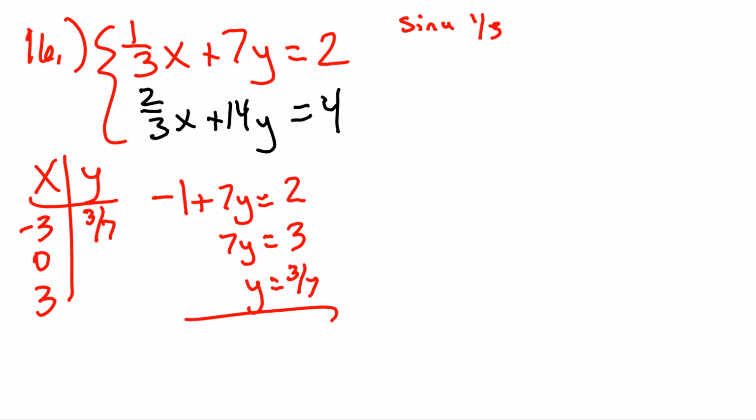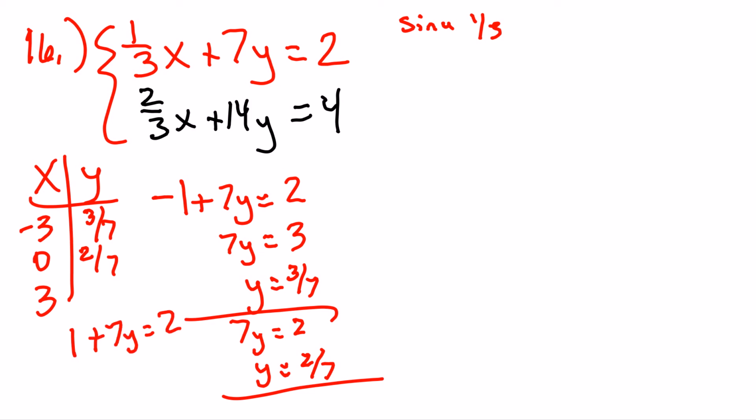Now I plug in 0. I get 7y equals 2, so I get y equals 2/7. I think the next one's going to be 1/7. That's what I think, so I'm going to check it out. I'm going to plug in 3. I get 1 plus 7y equals 2. I subtract 1 from both sides, 7y equals 1, so y does equal 1/7.